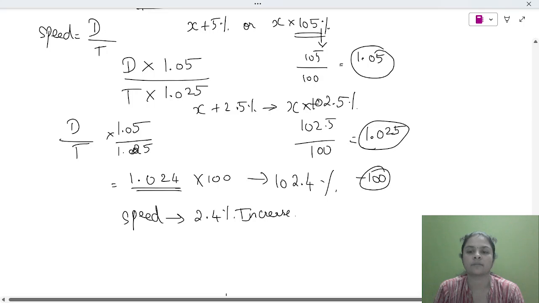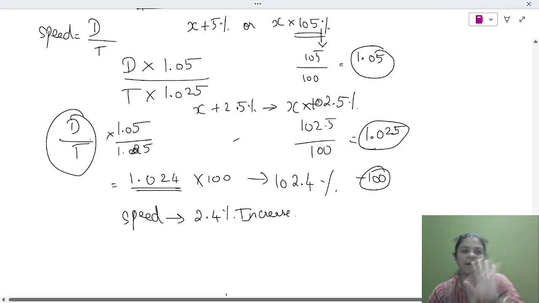Ma'am, we have solved these two here, 1.05 and 1.025. Could you explain the step you put after that? Okay. So now I have put 1.05 for distance and 1.025 for time. Now this distance by time ratio is not going to change. So keep it the same. Keep it as it is.